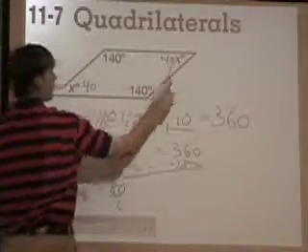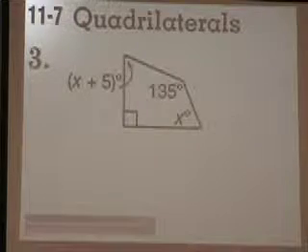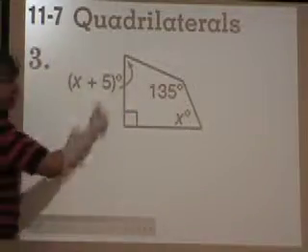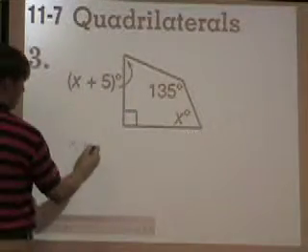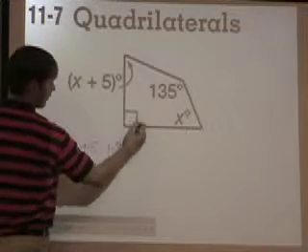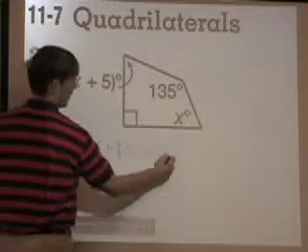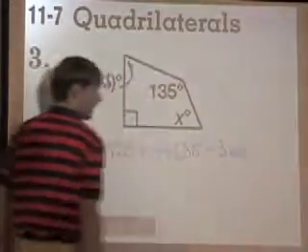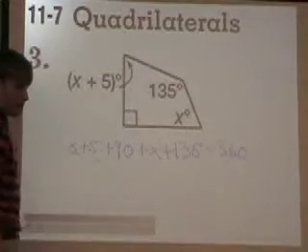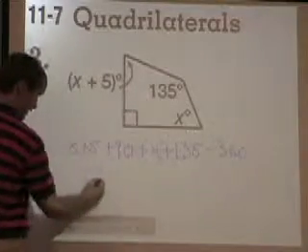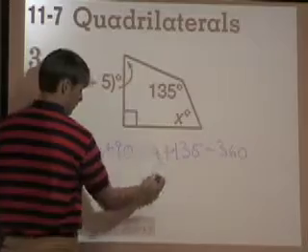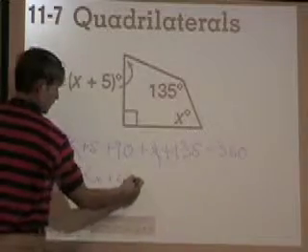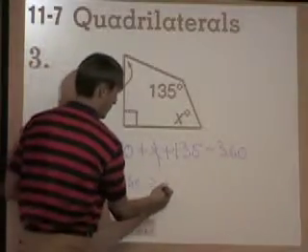So each of these angles is 40. We know all four angles add up to equal what? 360. So you just add everything that's there together and put equals 360. So I've got X plus 5 plus, now this is a right angle, so it means it's 90 degrees, plus X plus 135, and that all equals 360. Now I've got to combine like terms. Can I do X plus 5 is 5X? No. X plus X is 2X. And 5 plus 90 plus 135 was 230. So I have 2X plus 230, and that equals 360.